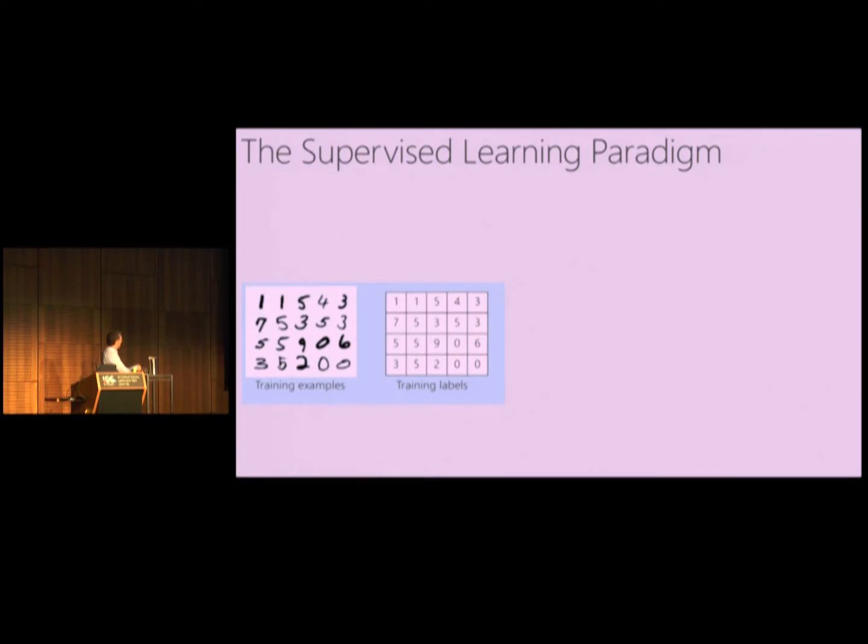So this is what the data itself looks like for MNIST. And then you have labels. You hire some labeler to say, that is a 3, and that is a 5, and that is a 2, and so forth. So this is the standard way things are done.